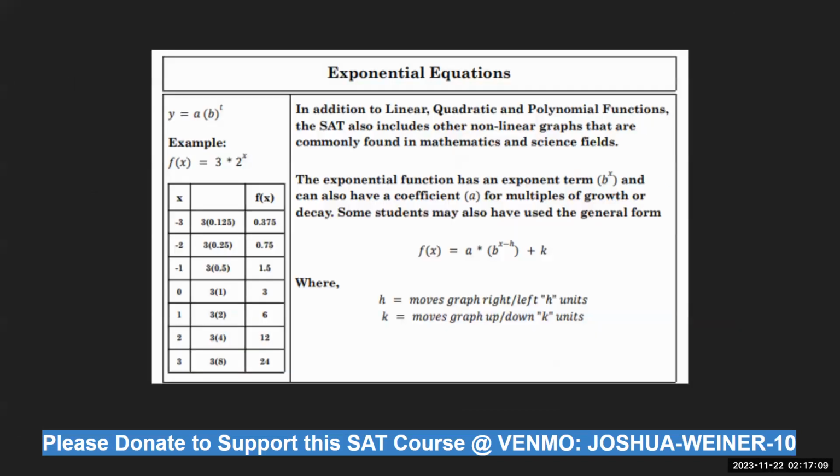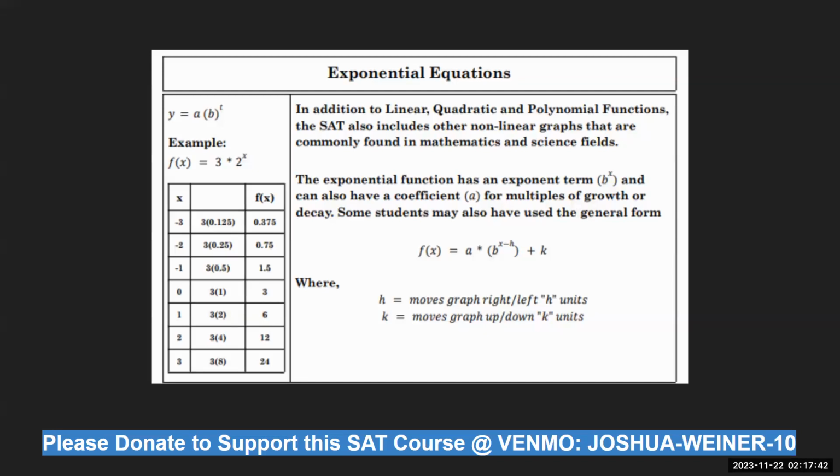In addition to linear, quadratic, and polynomial functions, the SAT also includes other nonlinear graphs that are commonly found in mathematics and science fields. The exponential function has an exponential term b to the x and can also have a coefficient a for multiples of growth or decay. While some students may have used this general form, f of x equals a times b to the x minus h plus k, where h and k move the graph right, left, and up and down. Let's look at a basic example.